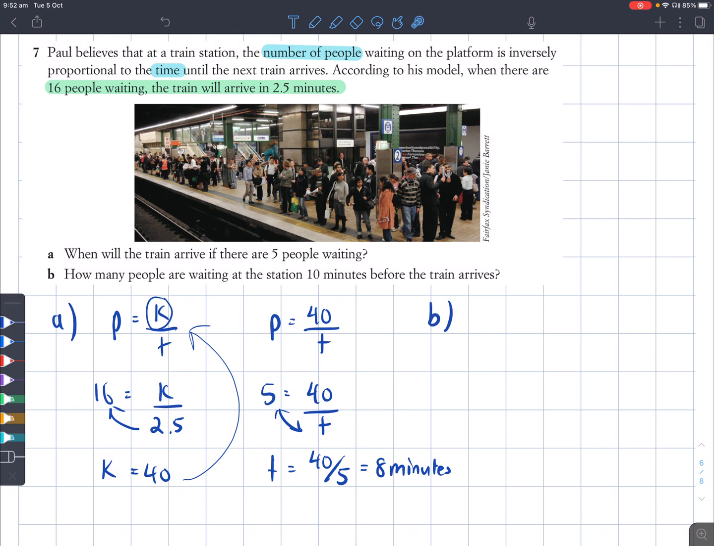Okay. Question B, how many people are waiting at the station 10 minutes before the train arrives? So in this case, we're given T as 10 minutes, and we're trying to find out how many people there are around waiting. So we substitute that in the formula as T. So P would equal 40 over 10. Okay, so 40 divided by 10 would be 4. So there's 4 people waiting for a train when there's 10 minutes left. Okay, which means they might have just missed the first train, right?